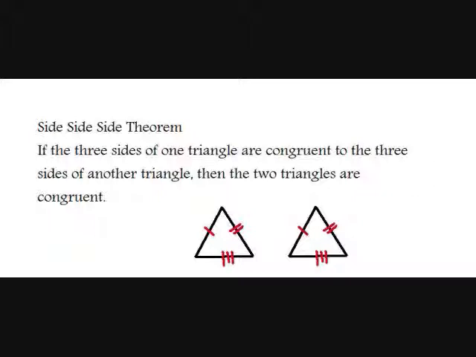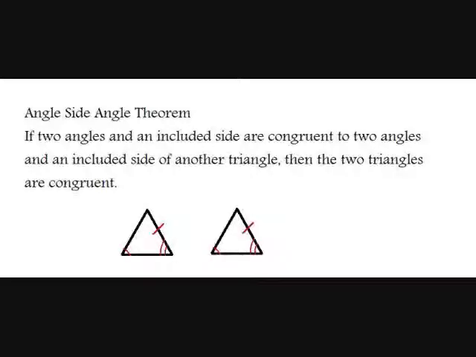So what is the side-angle-side theorem? If two sides and an included angle of one triangle are congruent to two sides and the included angle of another triangle, then the two triangles are congruent. And then there's a side-side-side theorem. If the three sides of one triangle are congruent to the three sides of another triangle, then the two triangles are congruent. And the angle-side-angle theorem. If two angles and an included side are congruent to two angles and an included side of another triangle, then the two triangles are congruent.